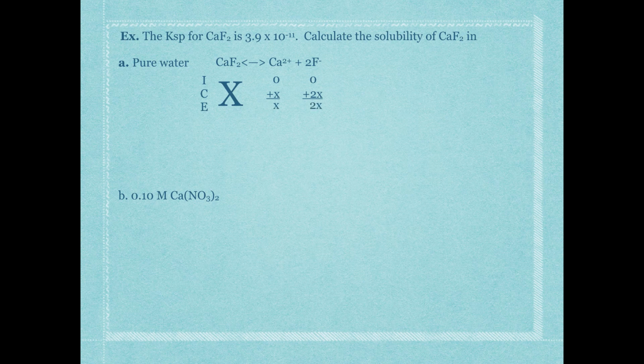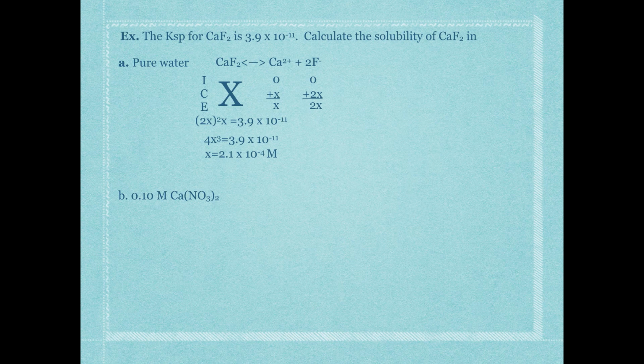In order to solve for the molar solubility, I know that Ksp equals the concentration of calcium ions times the concentration of fluoride ions squared. So that's going to be X times 2X, that whole thing squared, and that's going to equal my Ksp, which is 3.9 times 10 to the negative 11th. So that would become 4X cubed, which equals 3.9 times 10 to the negative 11th.